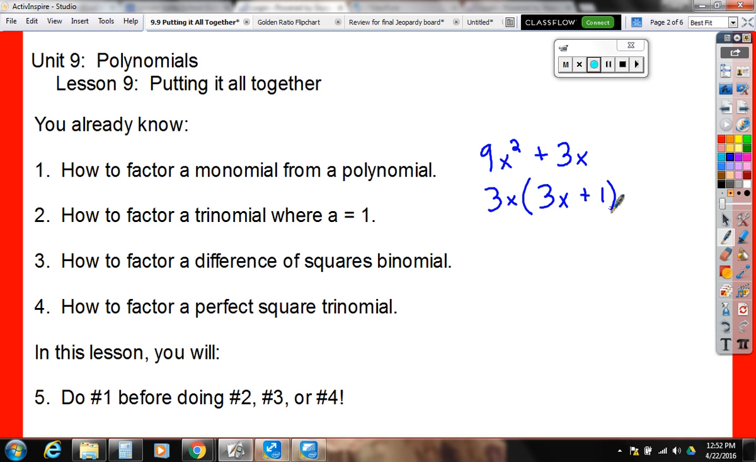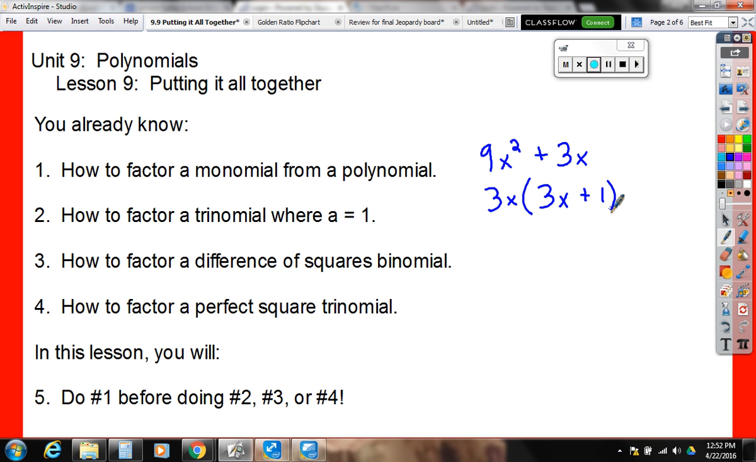So we did that way at the beginning when we first started factoring. Up here, Cameron. We did this right when we first started factoring. Then we moved on to factoring trinomials where a equals 1. That's the kind where we use the tic-tac. A couple days ago we did the difference of squares, and we did perfect square trinomials.